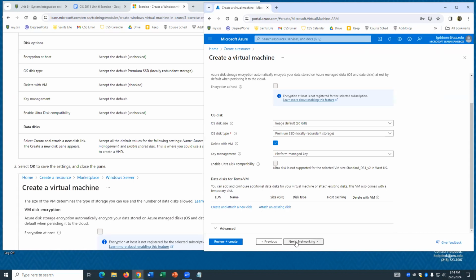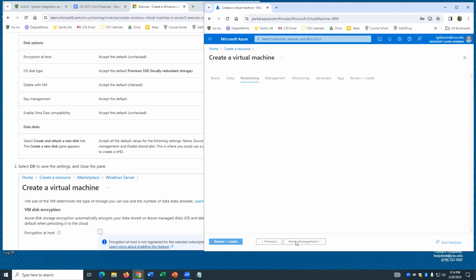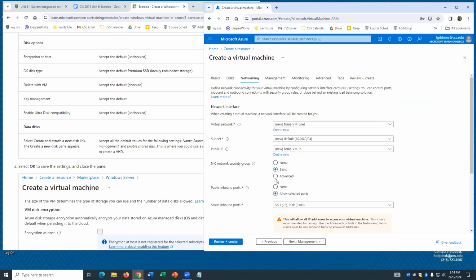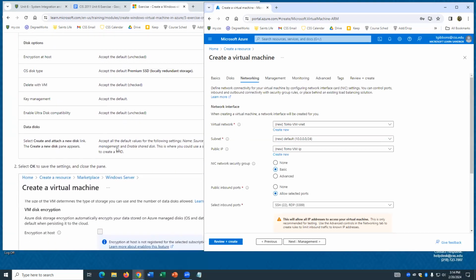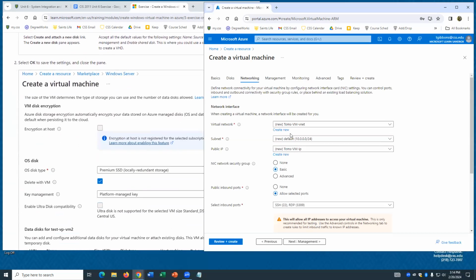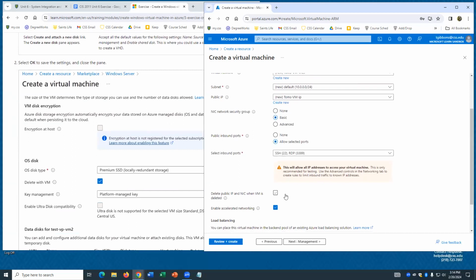So now I'm going to go to networking. Again, I'm not going to configure anything for the networking either. All this stuff we'll just leave as is. Here again, there'll be two ports that'll be configured.